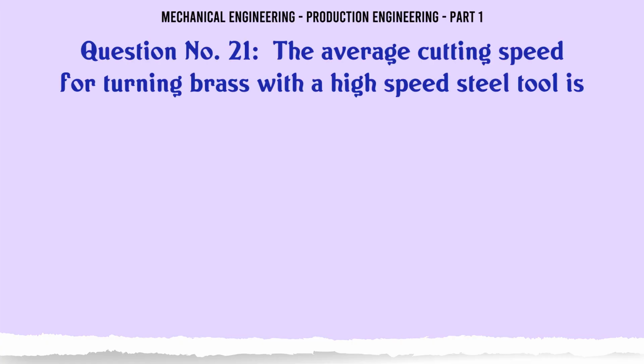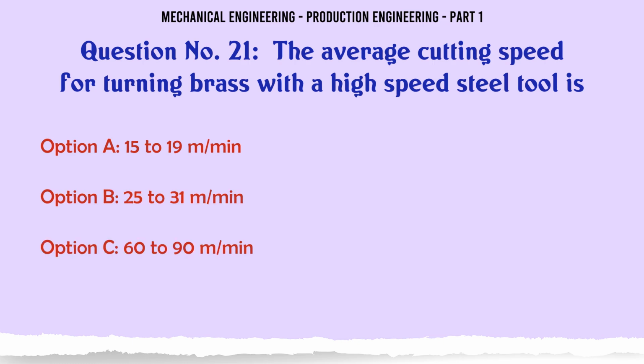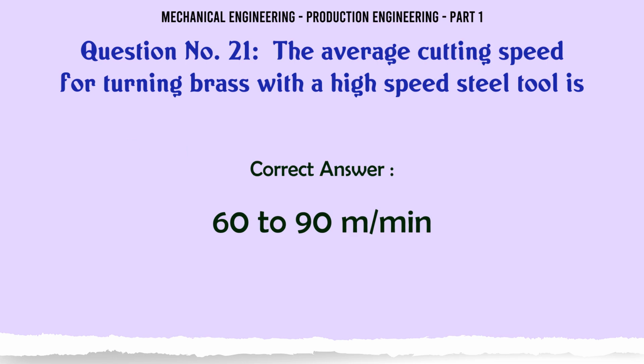The average cutting speed for turning brass with a high-speed steel tool is A. 15 to 19 m/min, B. 25 to 31 m/min, C. 60 to 90 m/min, D. 90 to 120 m/min. The correct answer is 60 to 90 m/min.